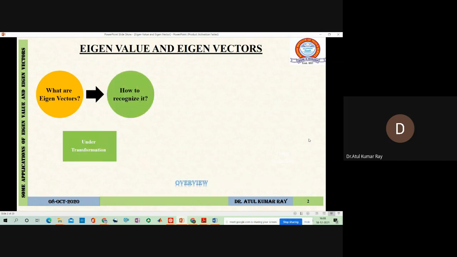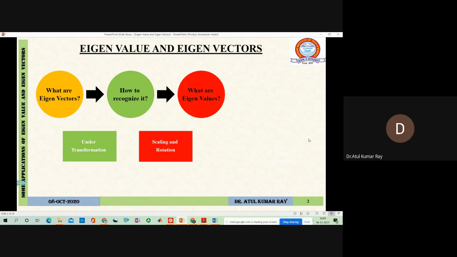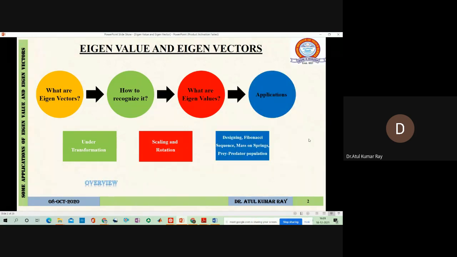Because it's a part of the mathematics side, we'll first see what eigenvalues and eigenvectors are, and how we can recognize whether a vector is an eigenvector and what the eigenvalues will be. I will explain with graphical representation that will help you understand the basic concept of eigenvalues and eigenvectors. So this is just an overview. Then we'll go to the applications of eigenvalues and eigenvectors.